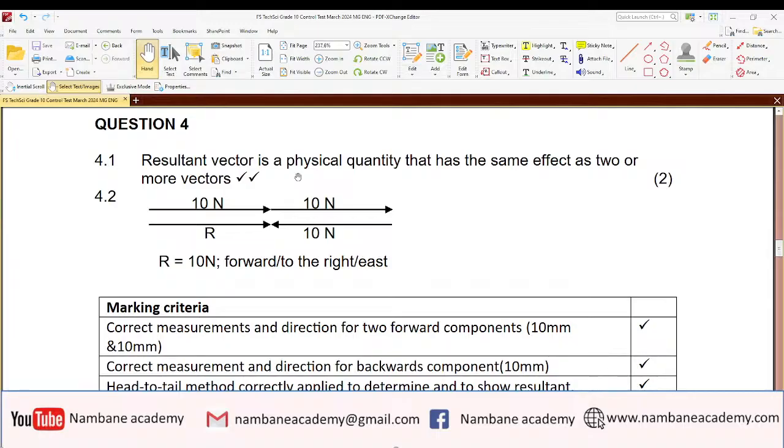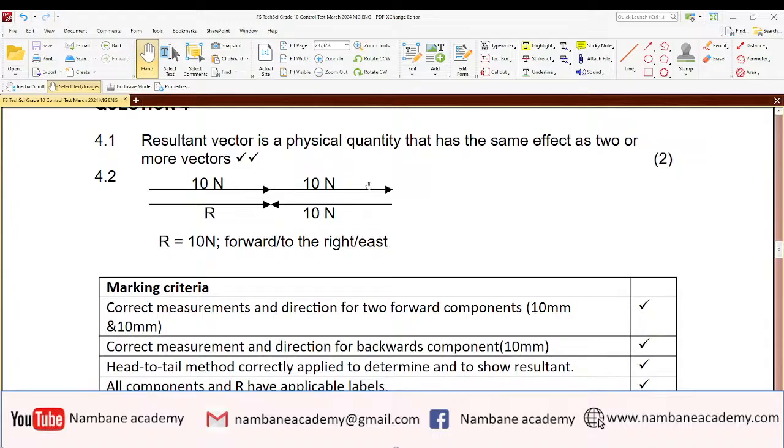Define the resultant vector. Resultant vector is defined as a physical quantity that has the same effect as two or more vectors. Colleagues, we can accept that one that says it is the sum of all vectors. We can accept that and also give it 2 marks. So at 4.1, resultant vector is a physical quantity that has the same effect as two or more vectors. And ladies and gentlemen, I must emphasize this is now 2 or 0.